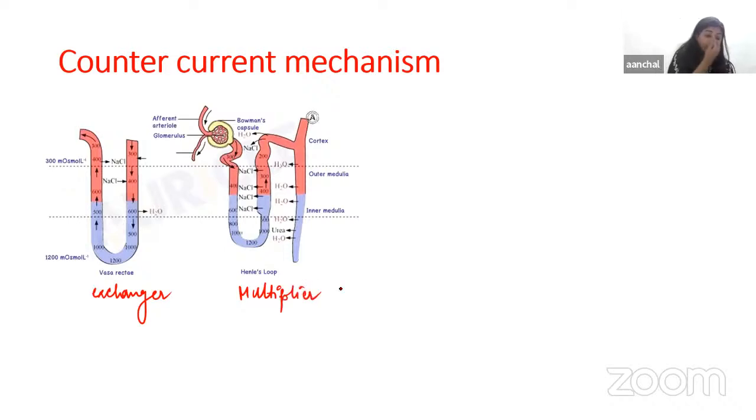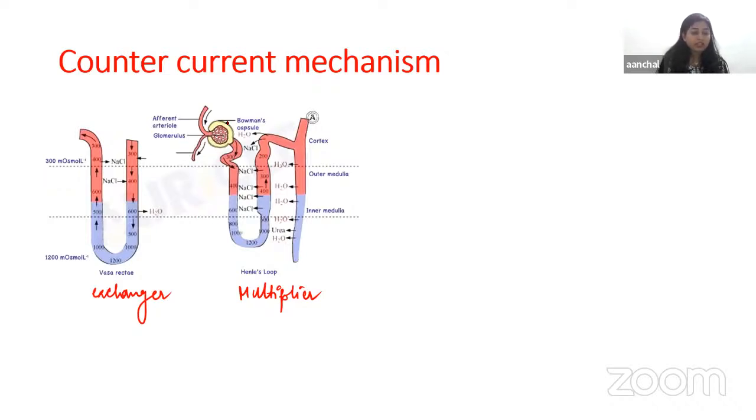Okay, so here if we talk about the Henle's loop, this functions as a countercurrent multiplier, and it is responsible for the development of hyperosmolarity of medullary interstitial fluid and medullary gradient.